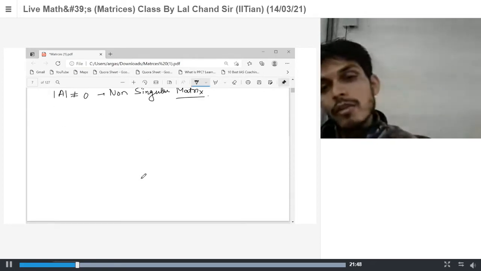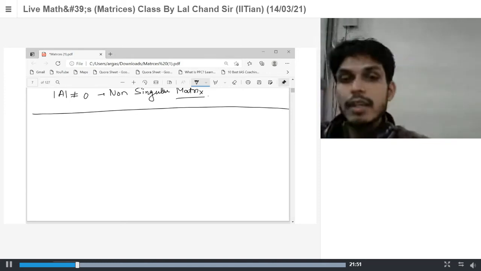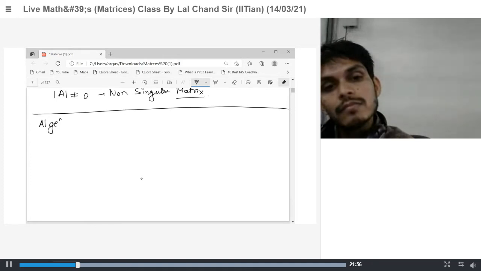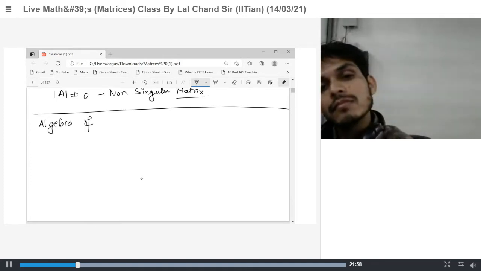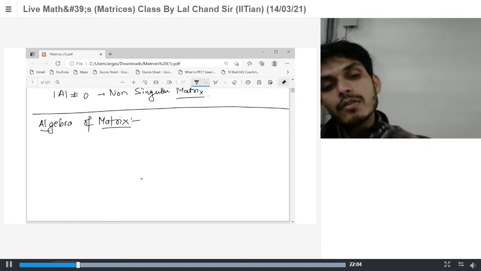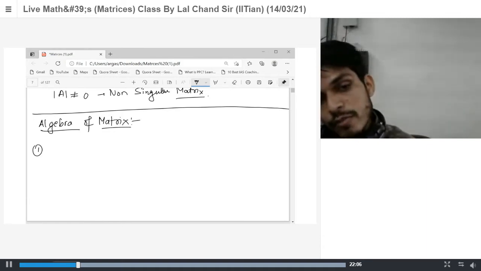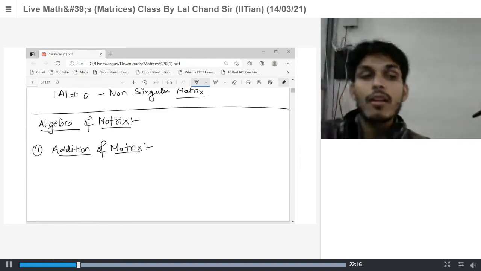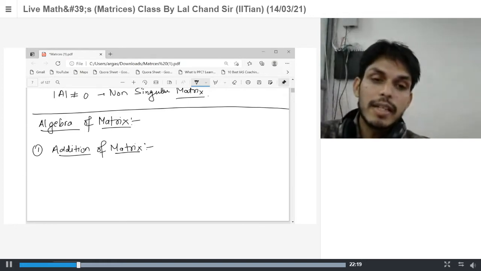Now let us talk about algebra of matrix. So first thing is addition of two matrices. Can you tell me whether addition of two matrices is possible or not? If possible, when? What is the condition?